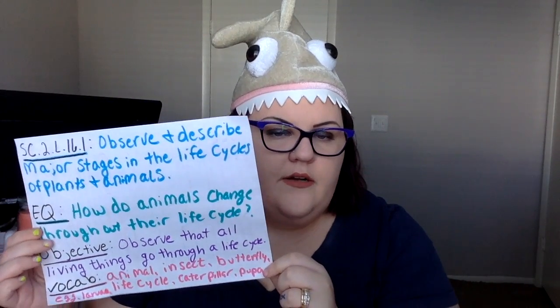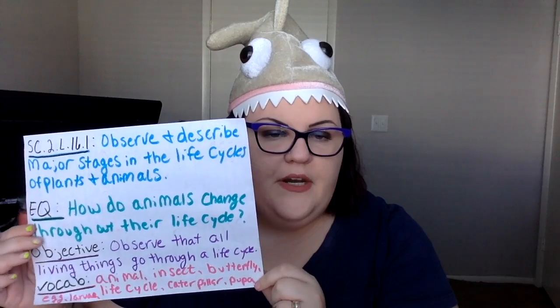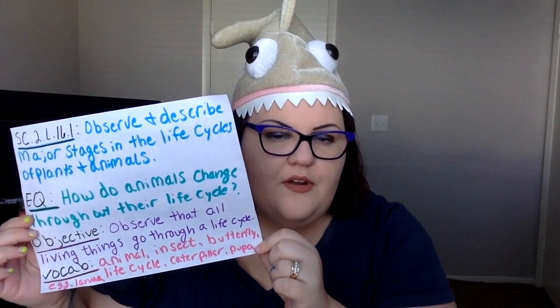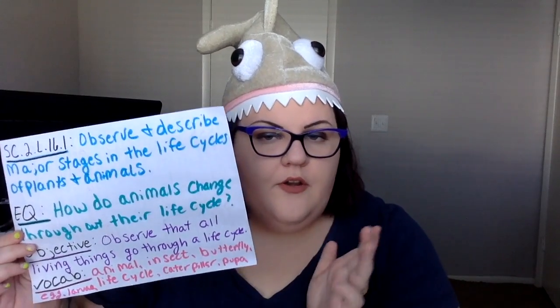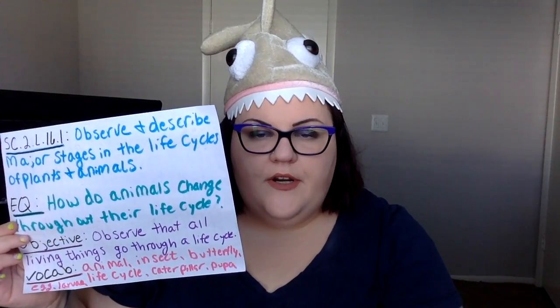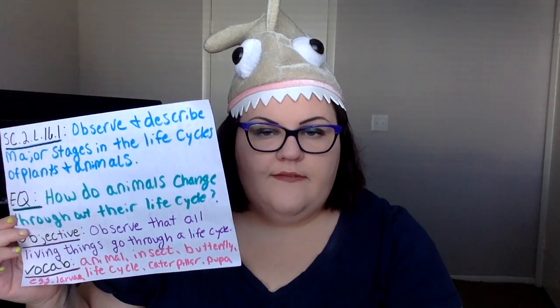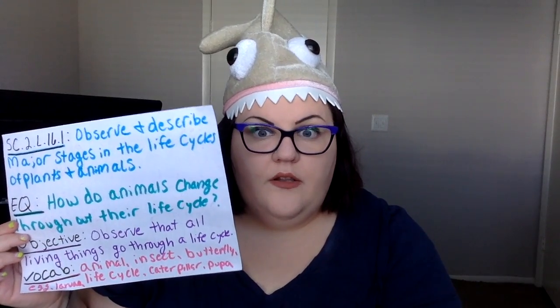Vocabulary words are animal, insect, butterfly, egg, larva, life cycle, caterpillar, and pupa, or chrysalis. So by the end of our lesson on the life cycles of a butterfly, you will know all of those words.